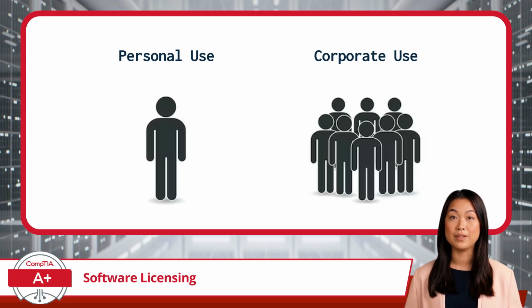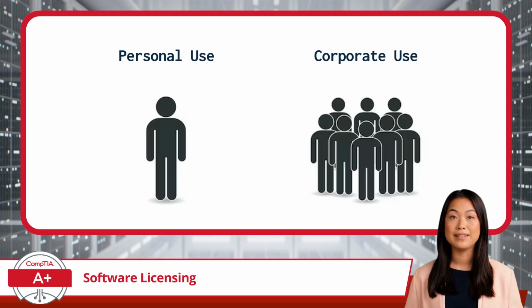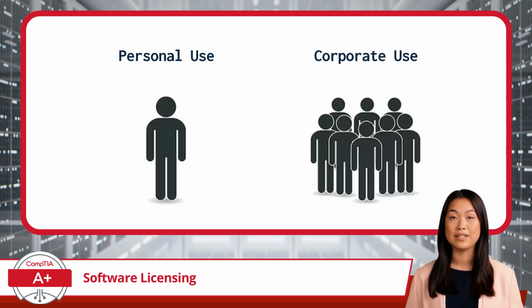On the other hand, a corporate use license is built for business environments. This type of license allows organizations to use the software professionally and often includes added perks like centralized management, dedicated support, or the ability to use it on multiple devices through volume licensing. It ensures that businesses stay compliant while meeting the demands of a professional setting. Using the wrong type of license might seem harmless at first, but it can lead to serious consequences, including fines or losing access to the software altogether.